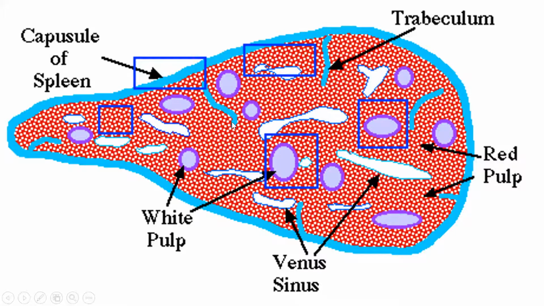In the spleen, we have many lymphatic follicles, which are distributed everywhere in our spleen. It's different from the lymph node because in the lymph node, the lymphatic follicles are only located in the cortex or in the periphery. But in the spleen, they are distributed everywhere. In the periphery, in the center, everywhere.